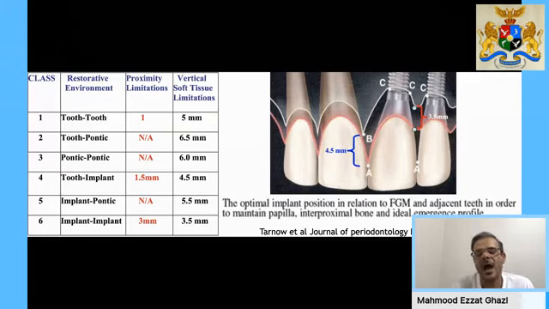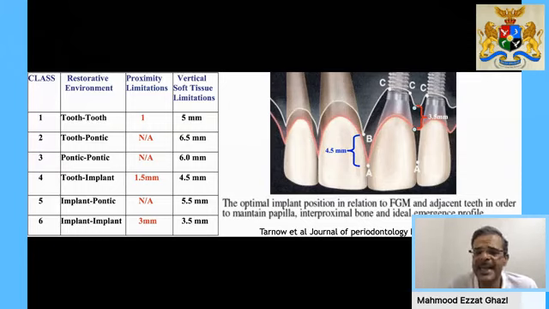And this is where I refer to the study done by Tarnow, which shows the amount of soft tissue reconstruction that you can do near an implant, especially for deficient papillas, depending on the relation that you have. Meaning that if you have a tooth-to-tooth relationship, meaning a tooth near a tooth, and the proximity limitations, of course, the proximity of the roots is up to 1 millimeter, then you may regenerate up to 4.5 to 5 millimeters of the soft tissue.